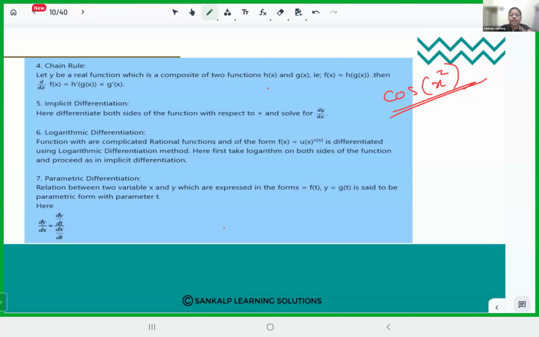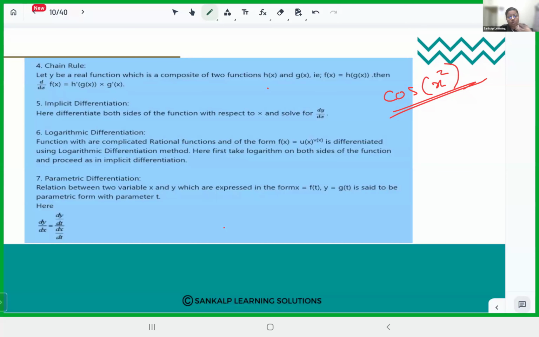First, you have to identify the base function here, which is cos of x square. The base function is nothing but cos x. But in the place of x, you can see that there is another function, which is x square. So you find the derivative of the base function as normal. That is, what is the derivative of cos x? It is minus sin x.